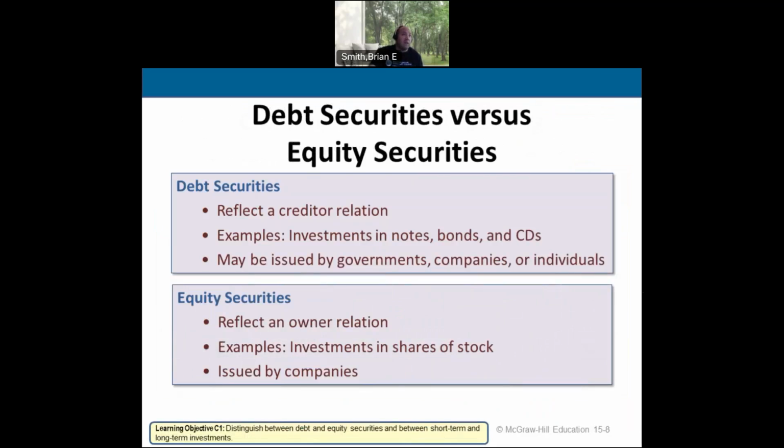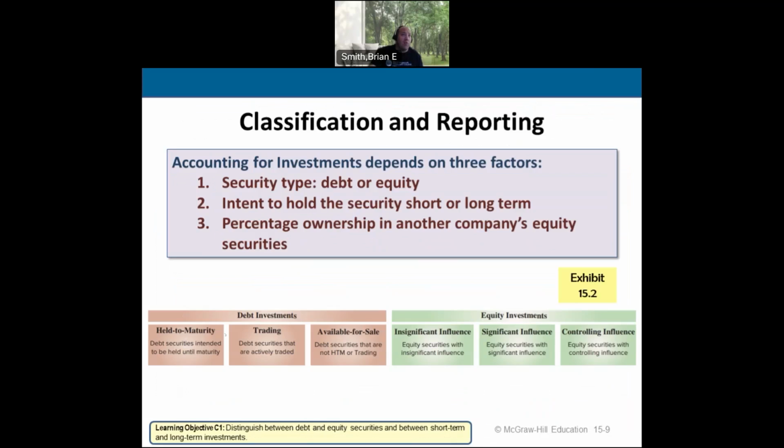So our debt investments are held to maturity, trading, and available for sale. Held to maturity is if management intends on holding it until it matures. Trading, management's intent is to actively manage it, actively trade it. And then available for sale is anything that doesn't fit in those two sections. And the slide prior to this, the one I was talking about, will tell you how to account for these.